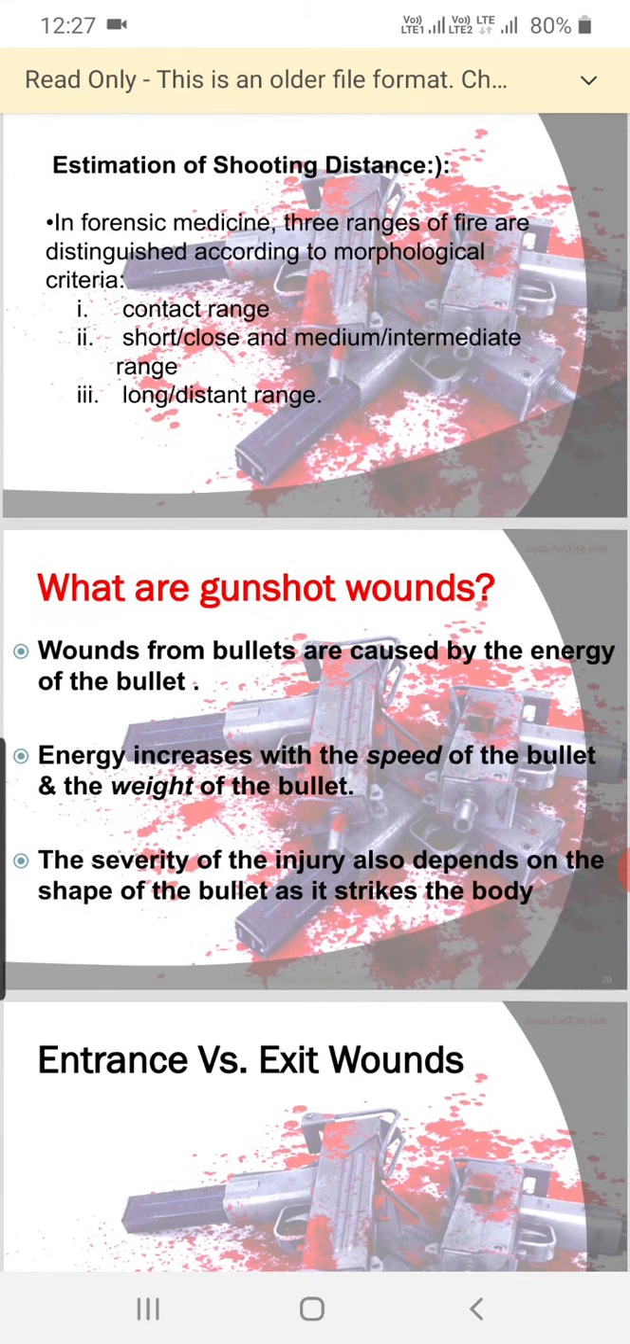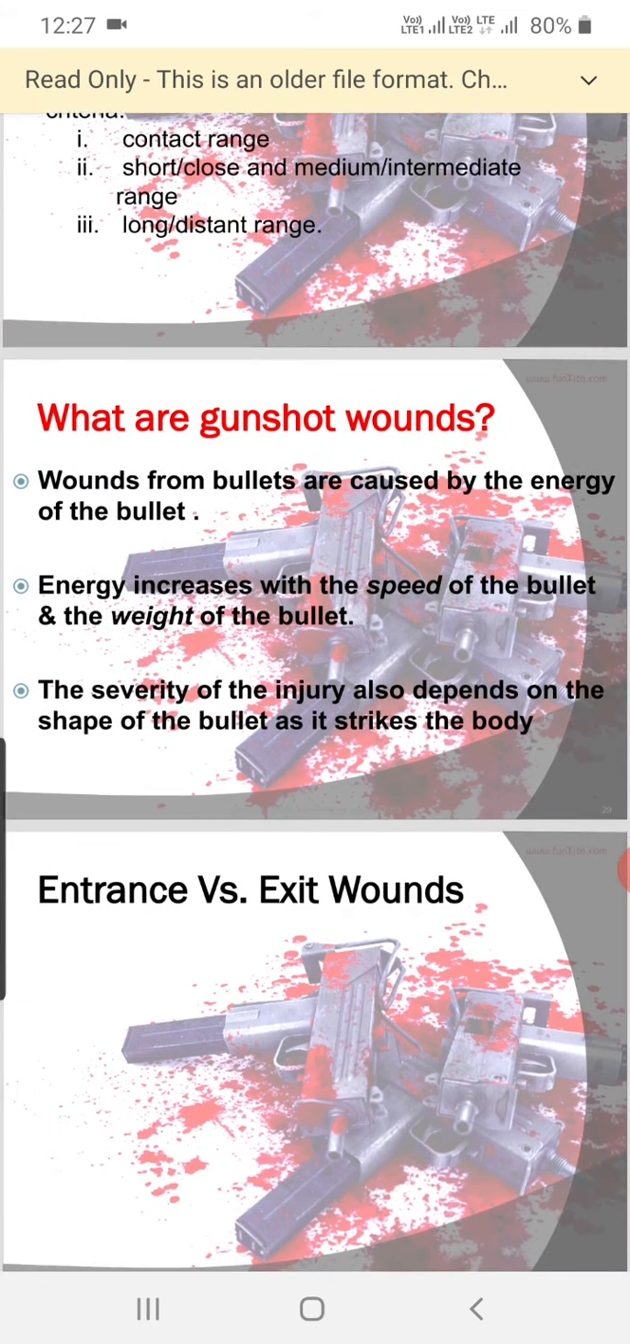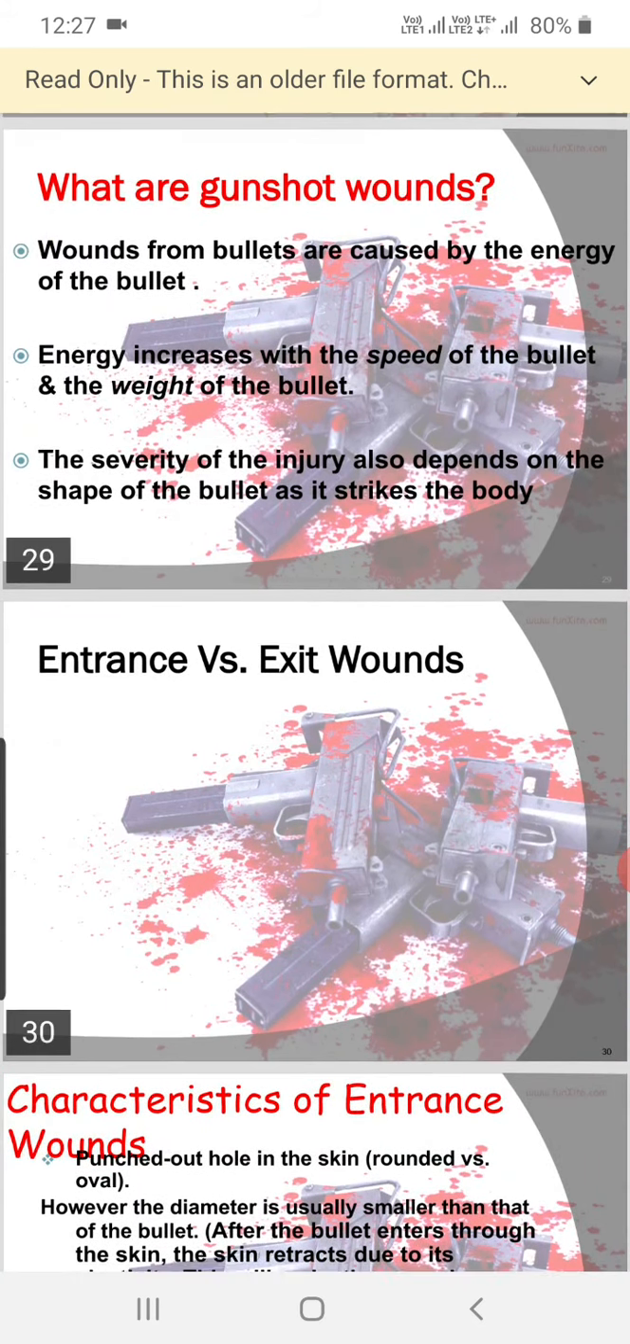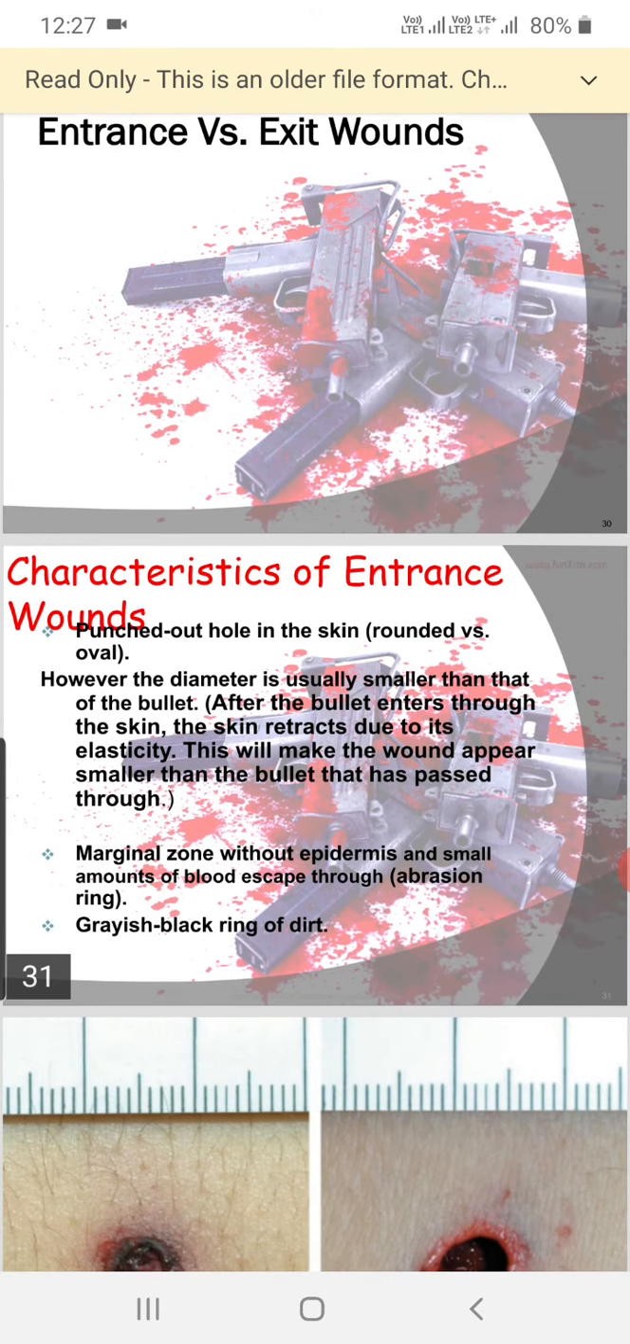Okay, so what are gunshot wounds? Wounds from bullets are caused by the energy of the bullets. Energy increases with the speed of the bullet and the weight of the bullet. The severity of injury also depends on the shape of a bullet as it strikes the body. Now, entrance versus exit wound, we have already discussed that.